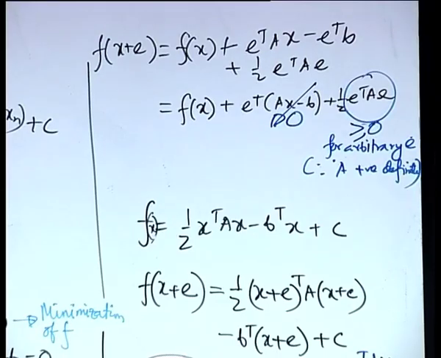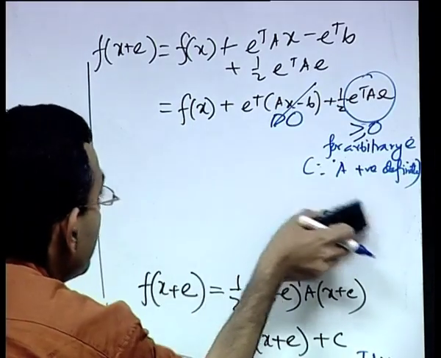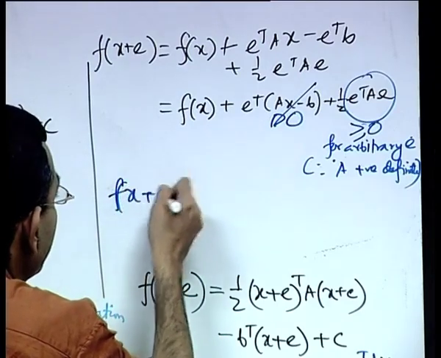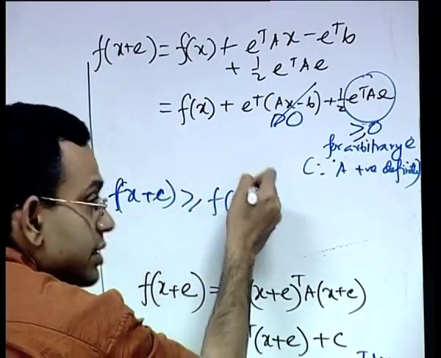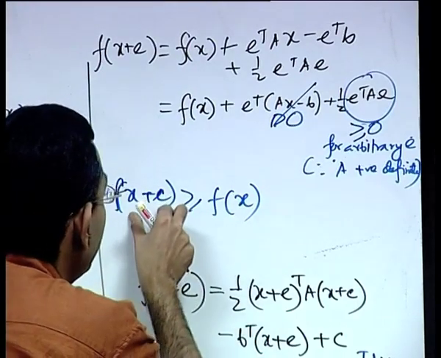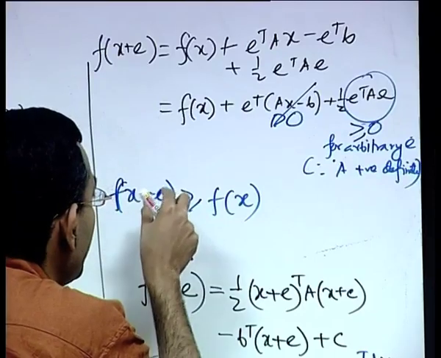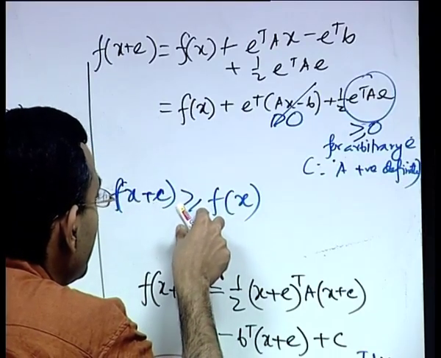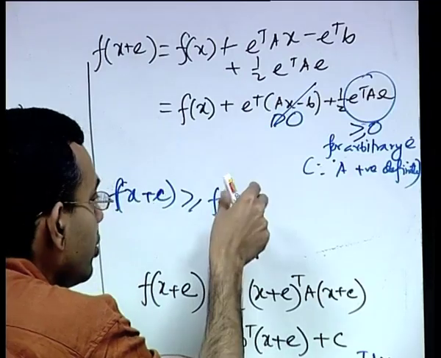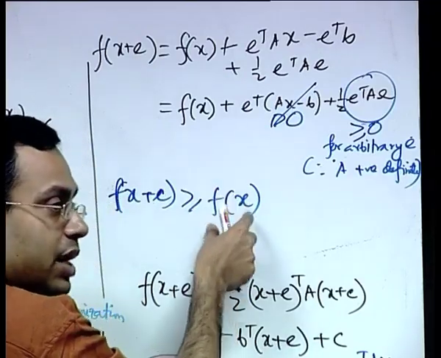So from here what follows is that f x plus E is greater than or equal to f x. That means any other functional argument which is different from x makes the function f greater than the function with argument x. So f x is a minimum and not a maximum.